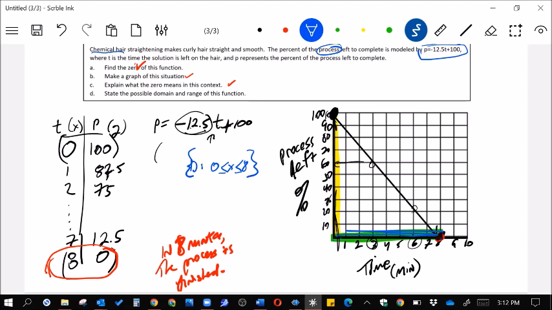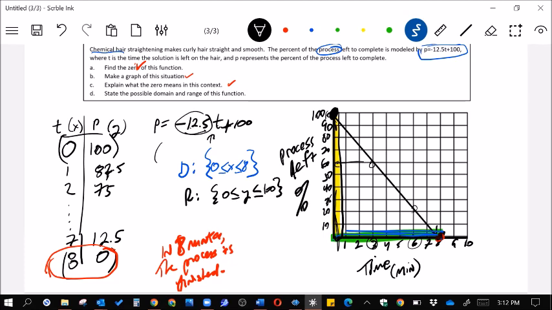The other one then is the range. I should do it like this so that the D is separate on there. The range of the y values goes from 0 to 100. 0 is less than or equal to y is less than or equal to 100. Okay, so that's the fourth thing, the domain and range.